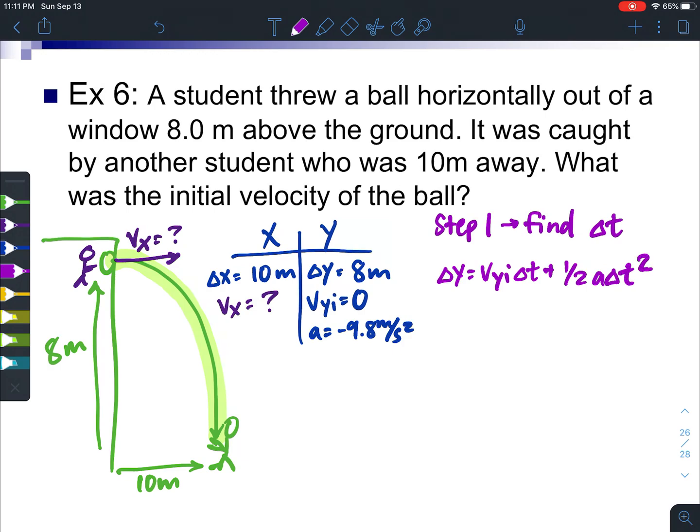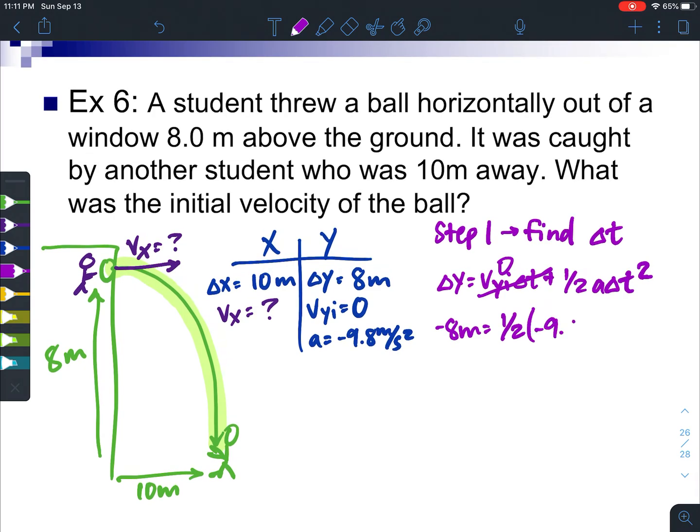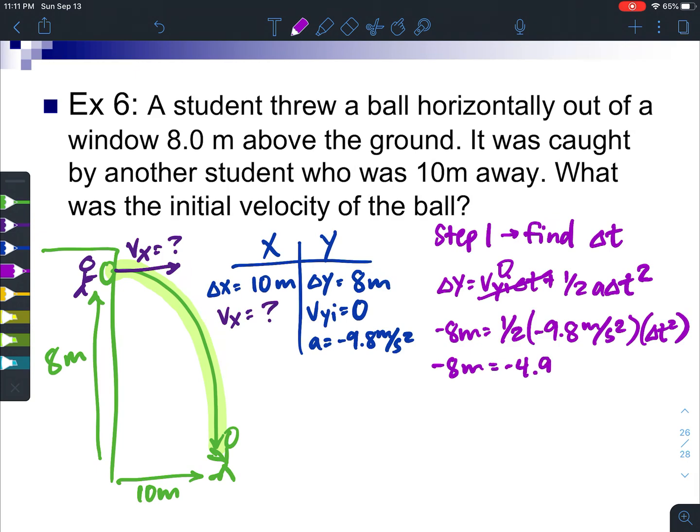This is the one we're going to choose because we do not know final velocity and we don't care about final vertical velocity. Okay, so as usual, Vyi is 0, so I'm going to cross that out. So I have negative 8 meters equals 1/2 times negative 9.8 meters per second squared times t squared. Okay, so my first step, of course, is to do 1/2 times negative 9.8, and then that is times t squared, and then I'm going to divide both sides by negative 4.9 to get t squared by itself.